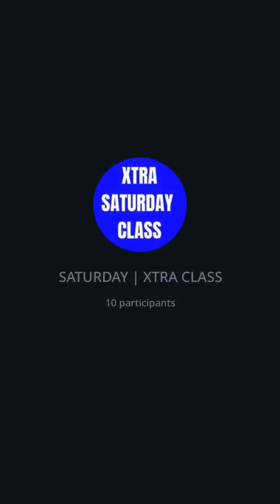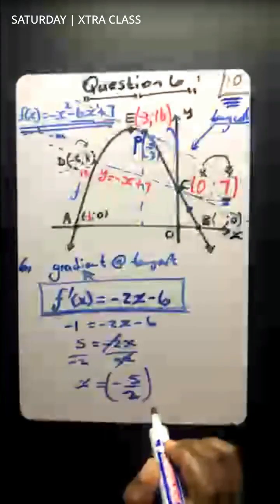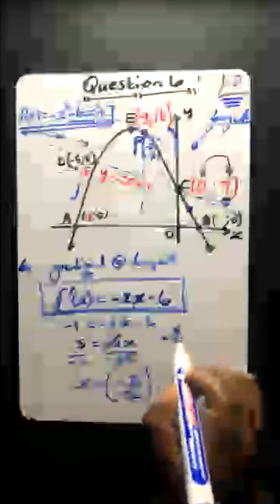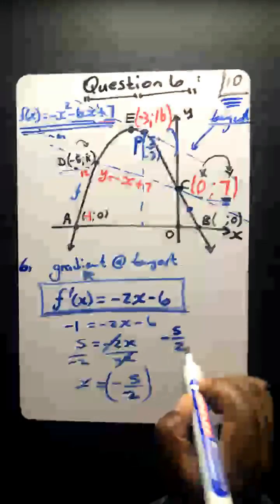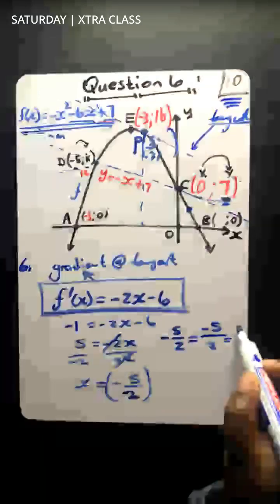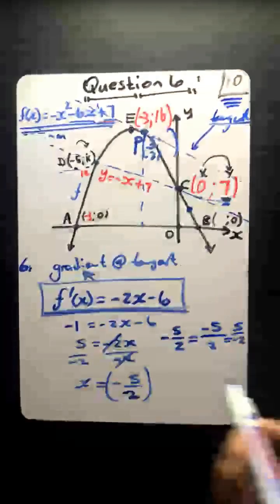Oh, another thing: -5/2 is the same as -5, the whole of that, over 2. It is still the same as 5/2 with the negative. Never get confused by that interpretation. One and the same thing.